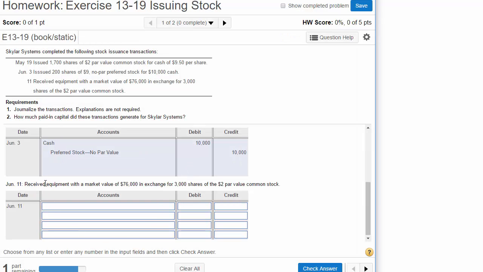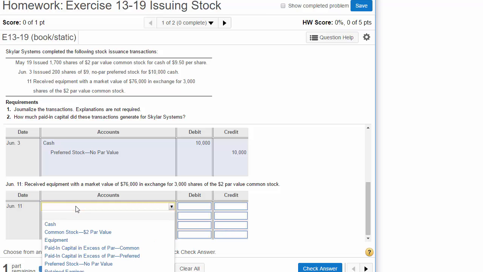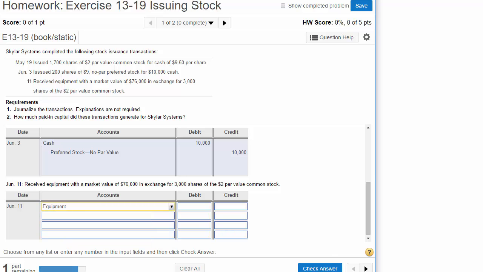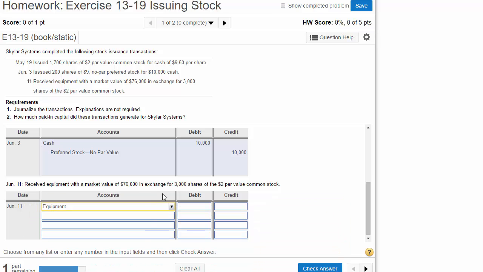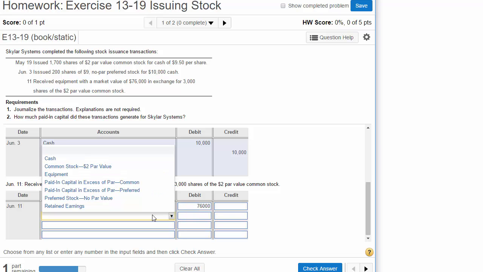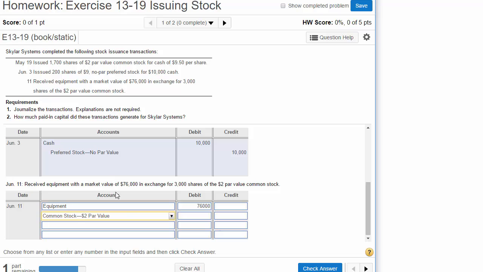And now later in June, we're going to receive equipment. So equipment, an asset account, is going up. Of course, assets go up with a debit with a market value of $76,000. So we have to record the market value as the debit in exchange for 3,000 shares of the $2 par common stock. So we're issuing more common stock, and instead of getting cash, we're just getting equipment.